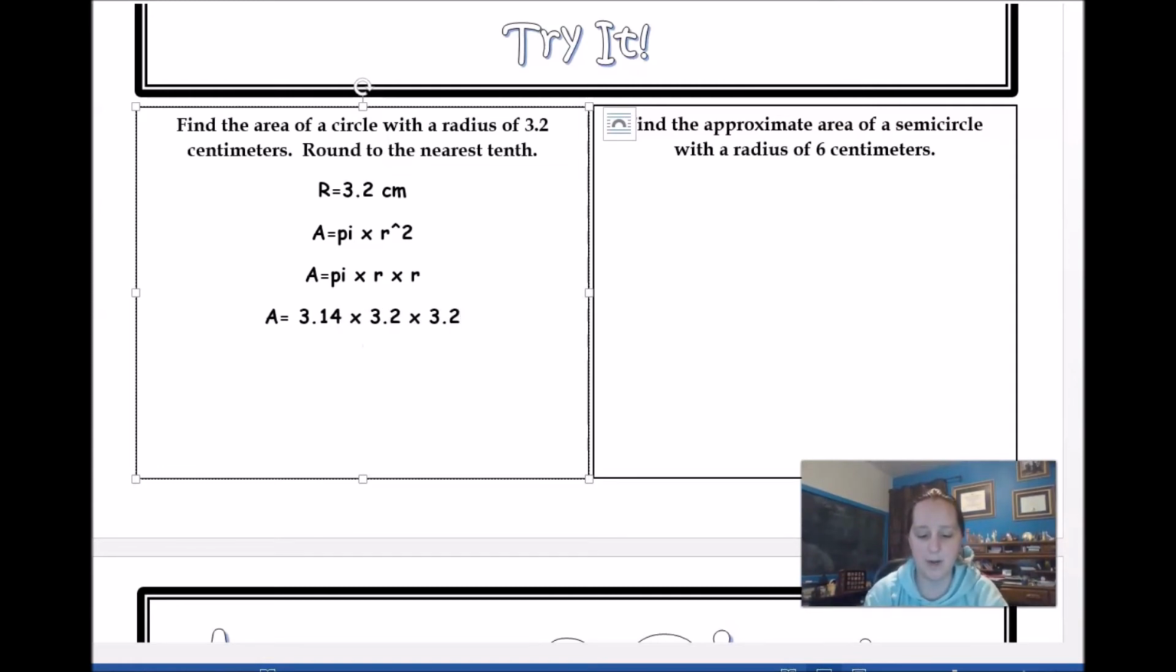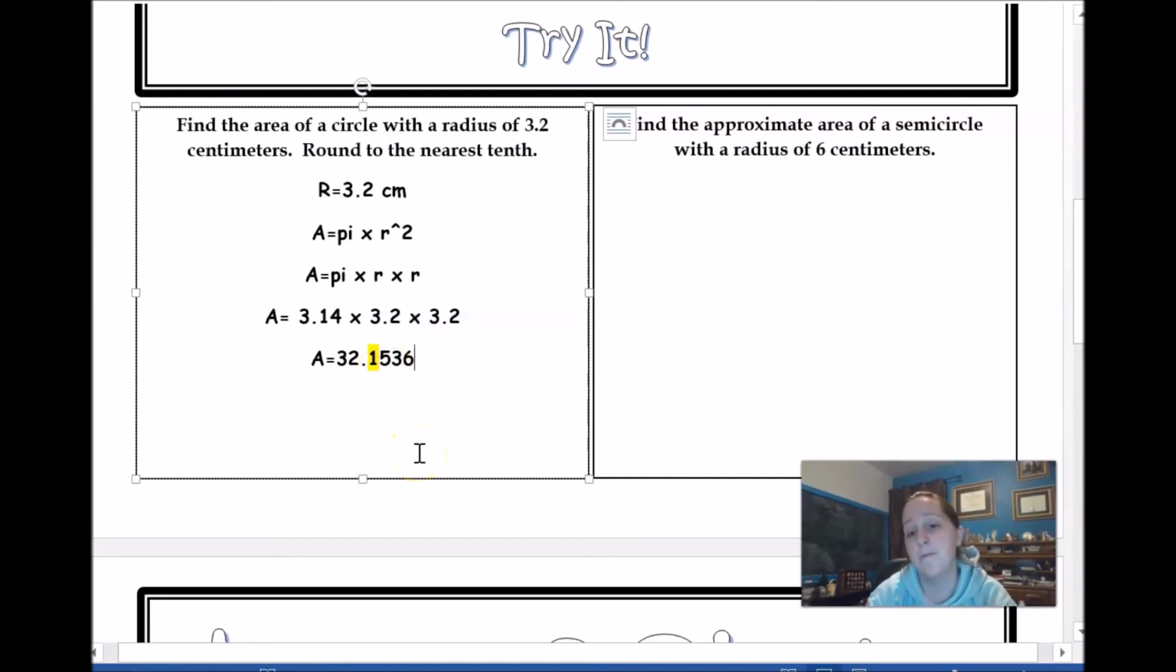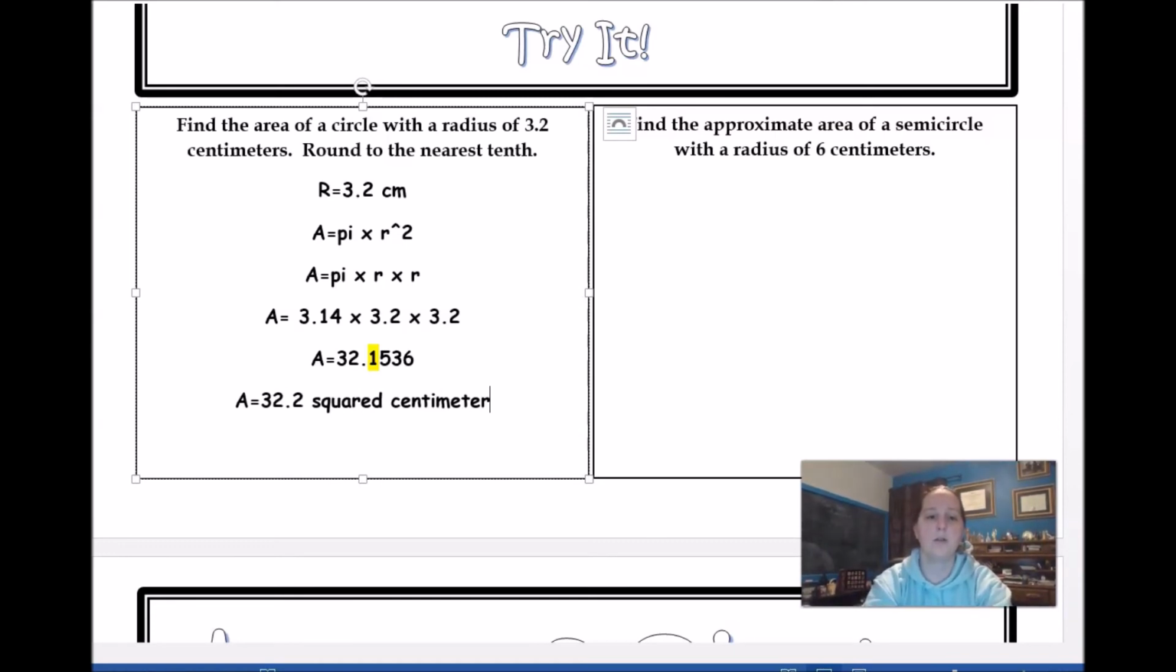So when I put that into my calculator, I get 32.1536. And they told me to round to the nearest tenth. Well, here's my nearest tenth right here, which is 1. I look at the number right next to it, which is a 5. Remember, 5 and up tells me to bump it up. So when I round this, A equals 32.2 centimeters squared, or squared centimeters.